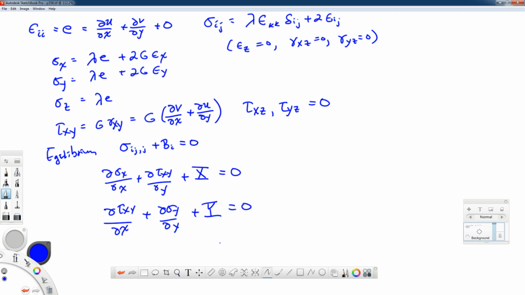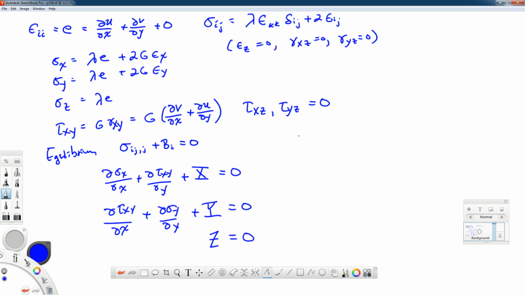And lastly, for our third equilibrium equation, we would have capital Z is equal to 0, the body force in the z direction. If we notice, the partial derivative of sigma z with respect to z is equal to 0, since that's a constant. Sigma z is a constant according to our equations above. So for our state of plane strain, when we reduce our equations of elasticity, we do need to have an enforcement that the body force in the z direction is equal to 0.